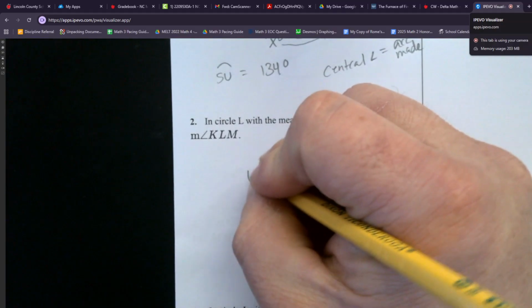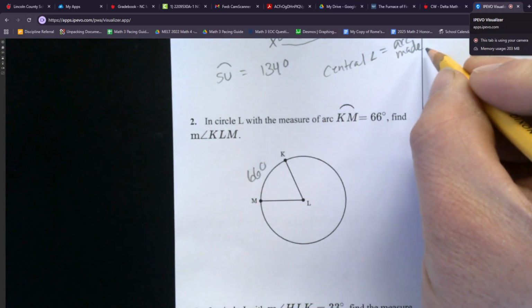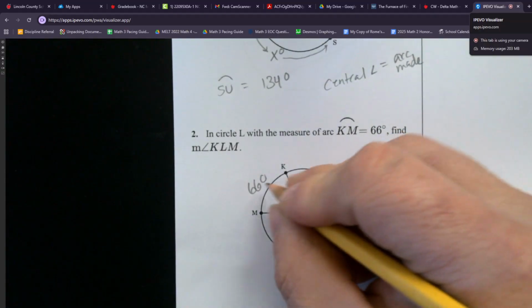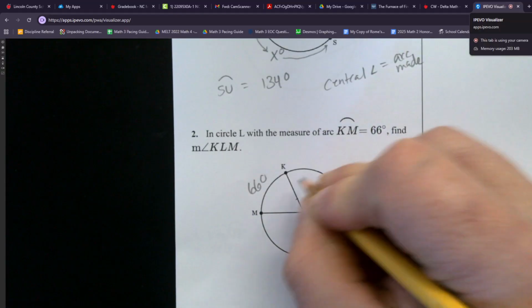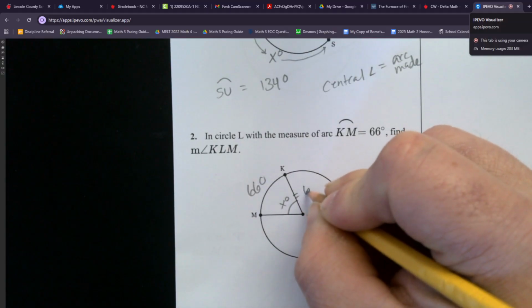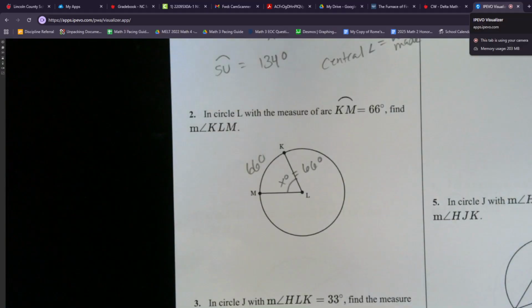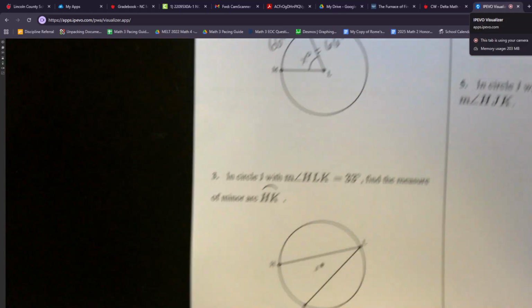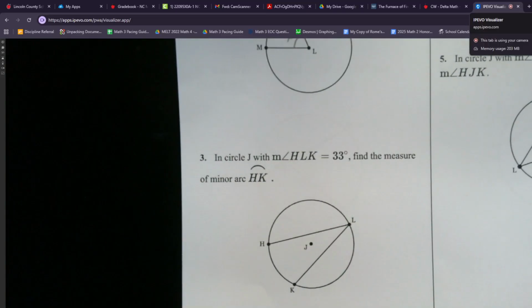Okay, so going back to this, central angle and arc are equal. If the arc is 66, that means the measure of angle KLM, which is this guy, is also 66. Very easy problems there.